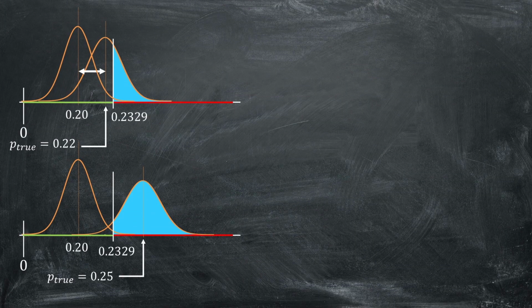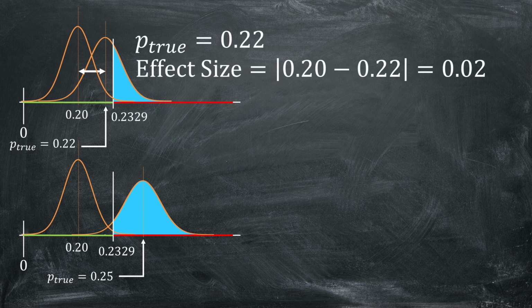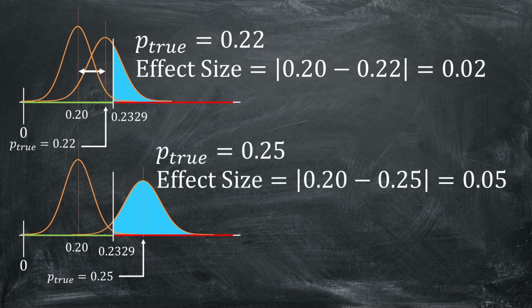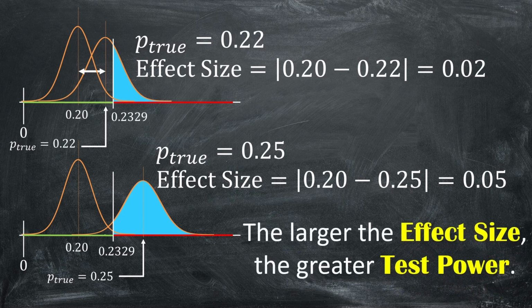Now here we're just comparing the two scenarios. In the top, that was when p true was 0.22, the effect size was 0.02, and the blue shaded area is the power of the test. In the second scenario, the true proportion was 0.25, so the effect size was 0.05, and you can see the power of the test, that blue shaded region, is now much larger. So again, the larger the effect size, the greater the test power.